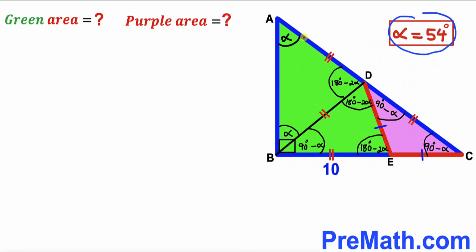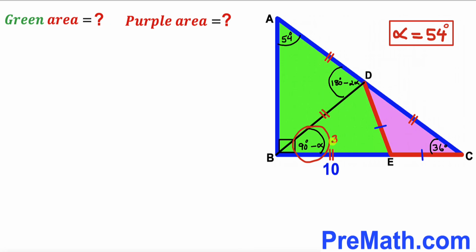That means this alpha is going to be 54 degrees, and this angle is going to be 90 degrees minus 54 degrees, which gives us 36 degrees. And likewise this angle has got to be 36 degrees as well. And now let's focus on this angle.